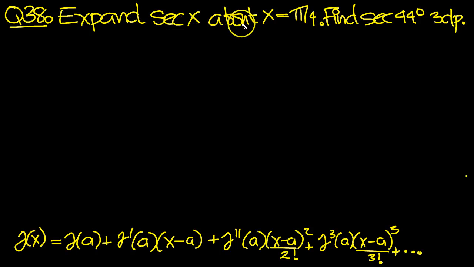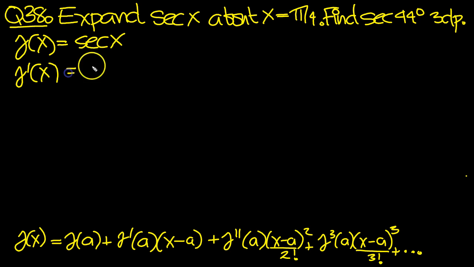Expand sec x about x equals pi over 4. Find sec 44 degrees to 3dp. So let's have a look at this then. f of x is sec x. So differentiate sec. Sec differentiates to sec tan, doesn't it? Standard derivative. So let's write that down.